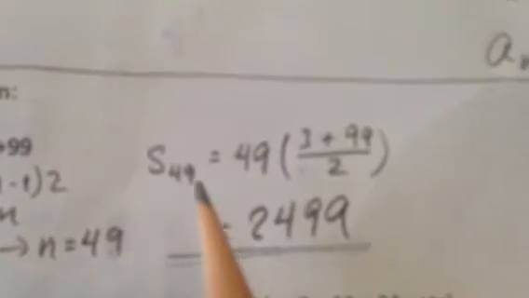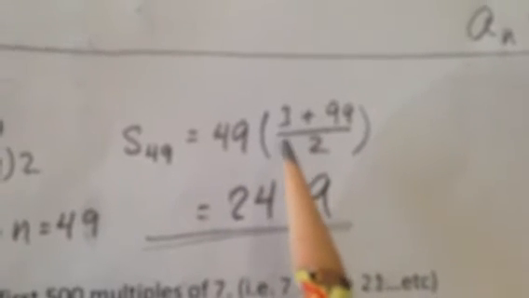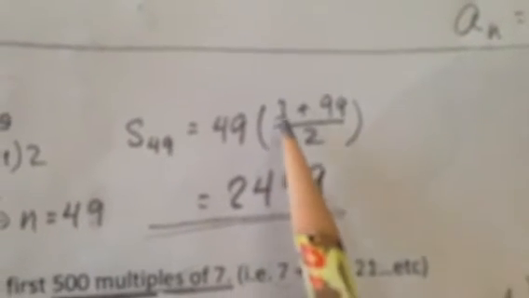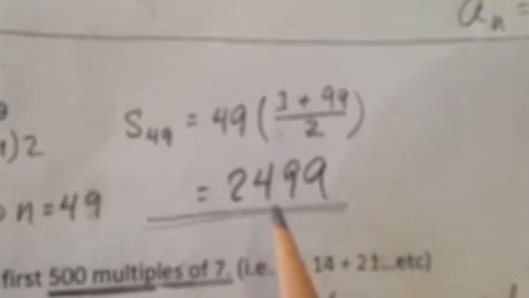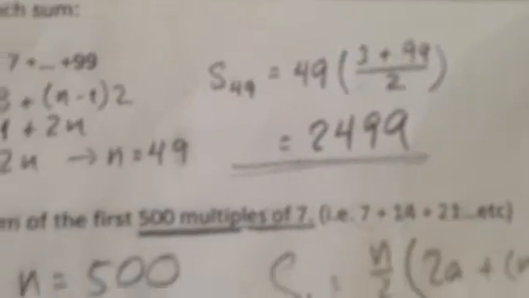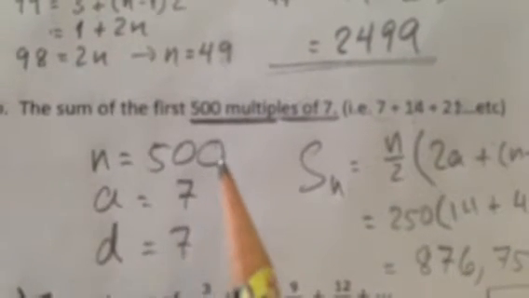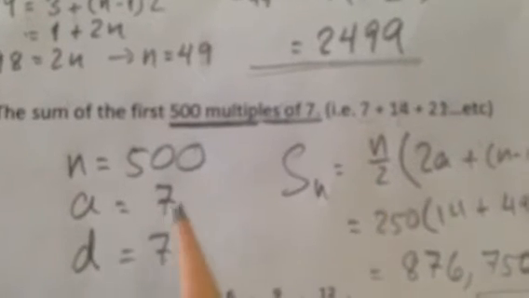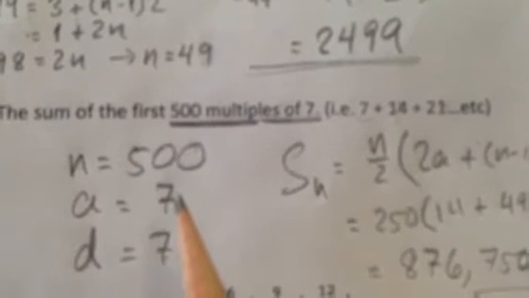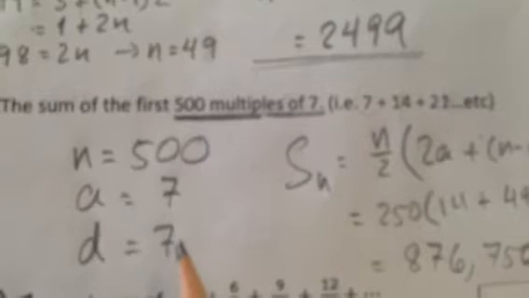So I'm finding the 49th sum, and it's pretty easy now. I just plug in the numbers. First term, last term, divided by 2, times 49. We get 2499 as the sum. And in the second problem, we got a little bit different kind of information. We do know that n is 500 because we got the 500 multiples of 7. So our first term is 7. And our D is also 7.